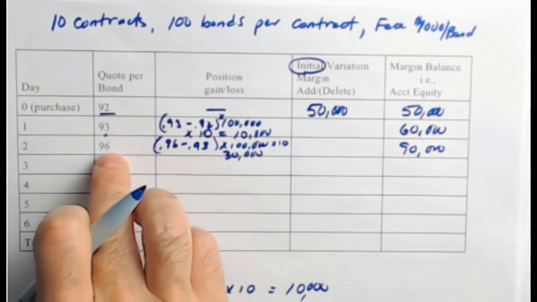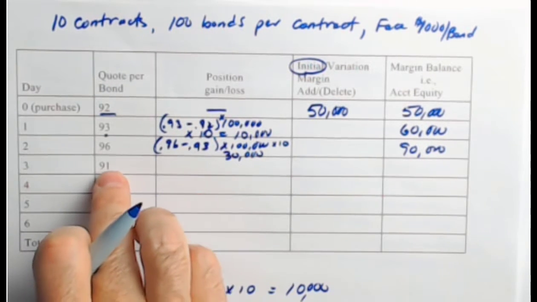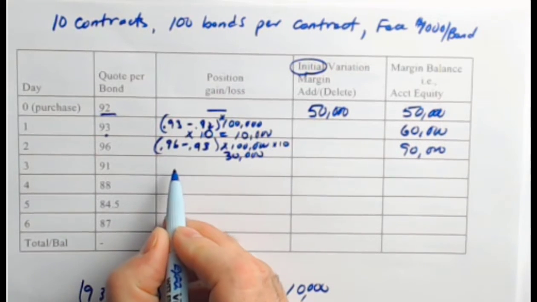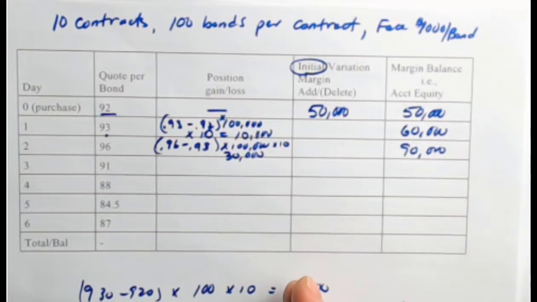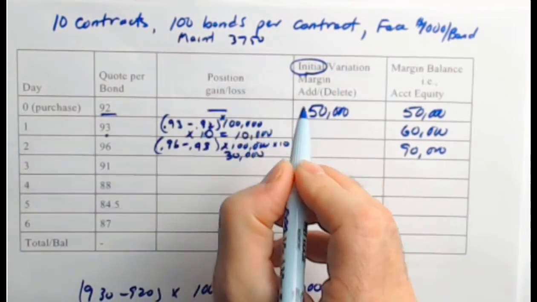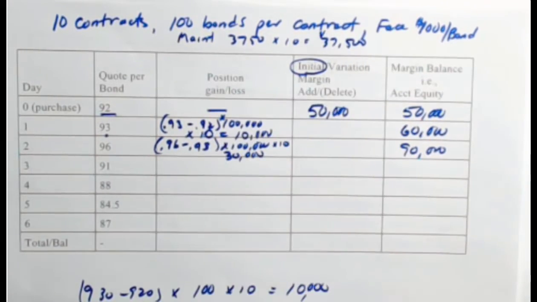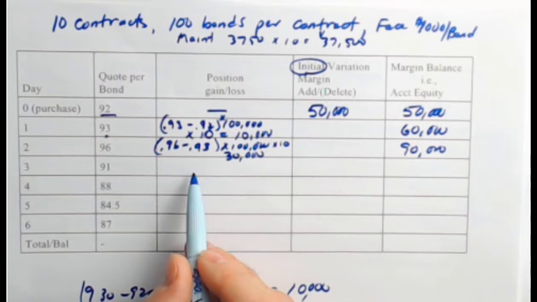Now, look what happened. It goes from 96 to 91, and it even falls below this 92. So let's see what happens here when we do this calculation, and ask ourselves, will there be a margin call? There'll be a margin call if we fall below the maintenance margin, and the maintenance margin is $37.50 per contract times 10, which means if the account balance goes below $37,500, we're going to get a house call. And when we get a house call, we have to bring the balance up to initial margin, which was $50,000. Okay, so let's ask ourselves, will we have a house call here?